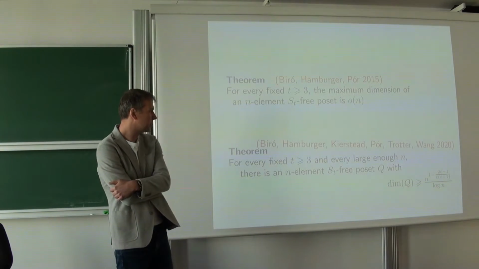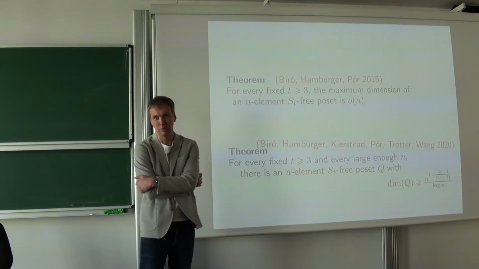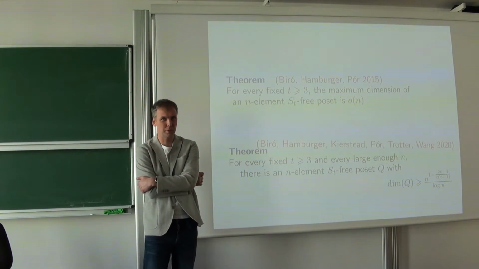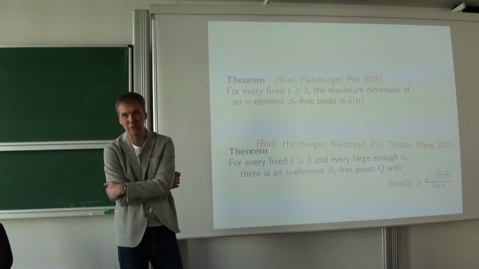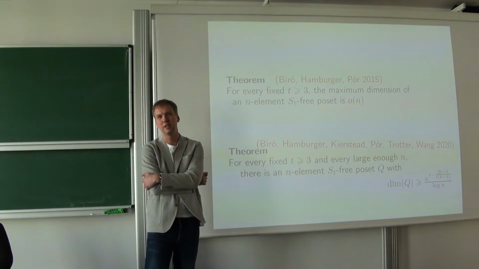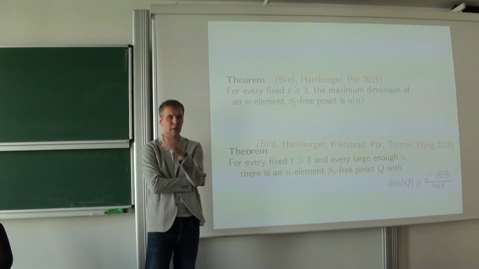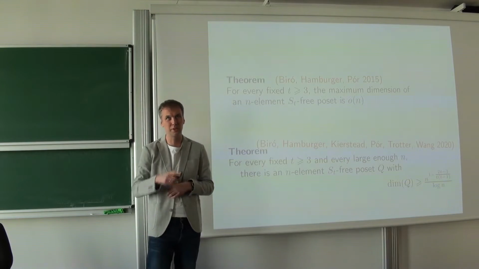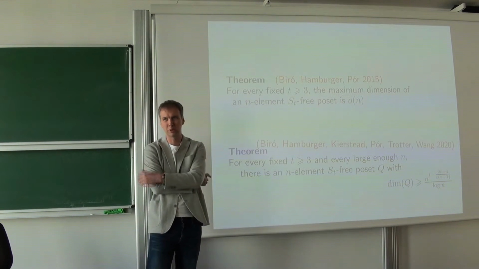Moreover, we will see that dimension can grow kind of polynomially in the size of the poset. So if we forbid S_100, say, then the dimension can be something like n to the 1 minus some function of 100, where when 100 goes to infinity, this function goes to 0. So in the exponent we are going to 1.